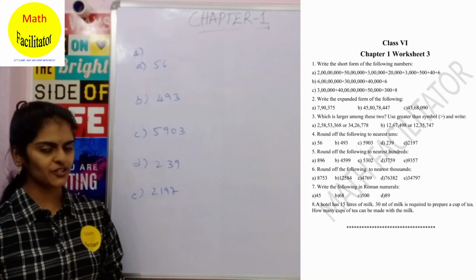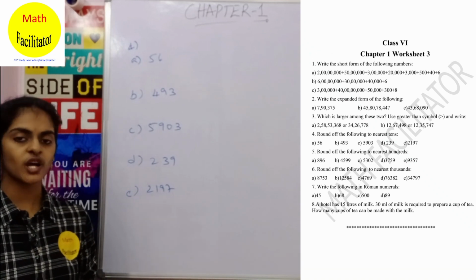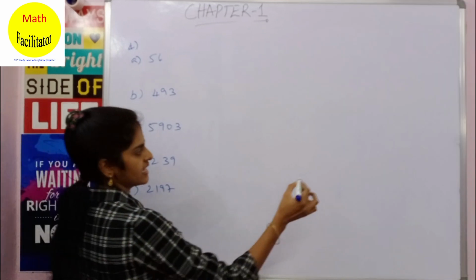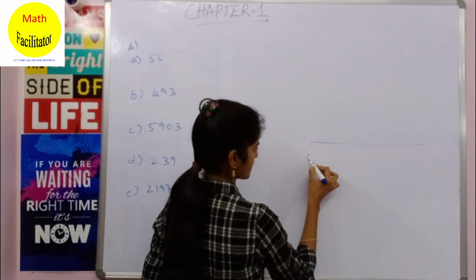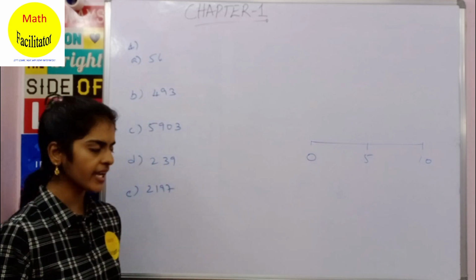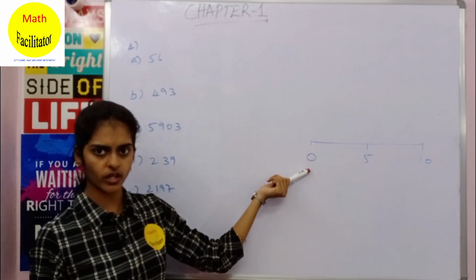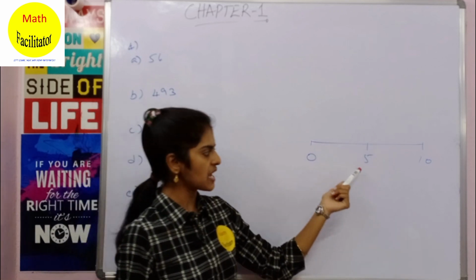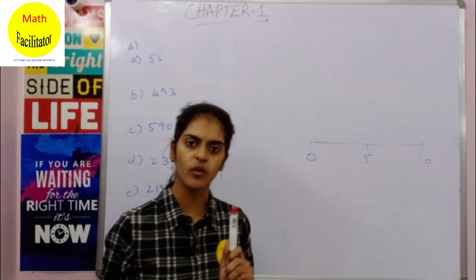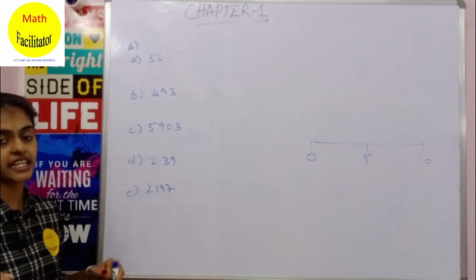Clear? Moving on to the next question, you have to estimate it to the nearest tens. So how will you do that? Firstly let us draw this. It is from 0 to 10 and in between you have 5. If you have any number less than 5, you will write it as 0. You will write the same number, and if you have any number greater than 5, you will add 1 to the estimating place.